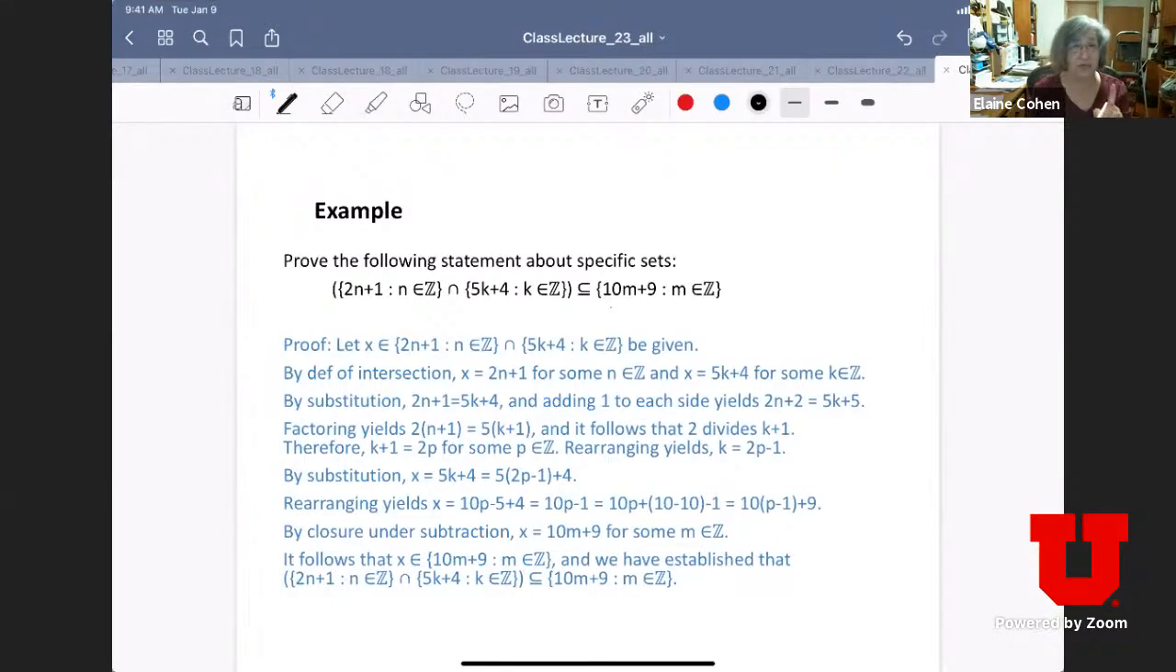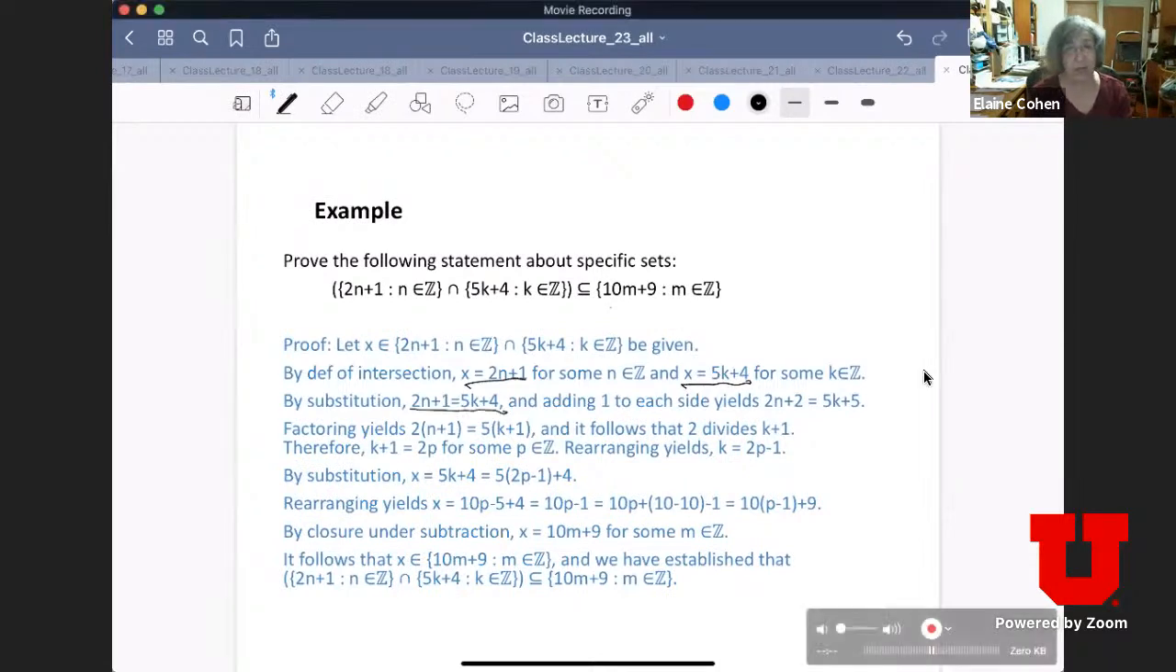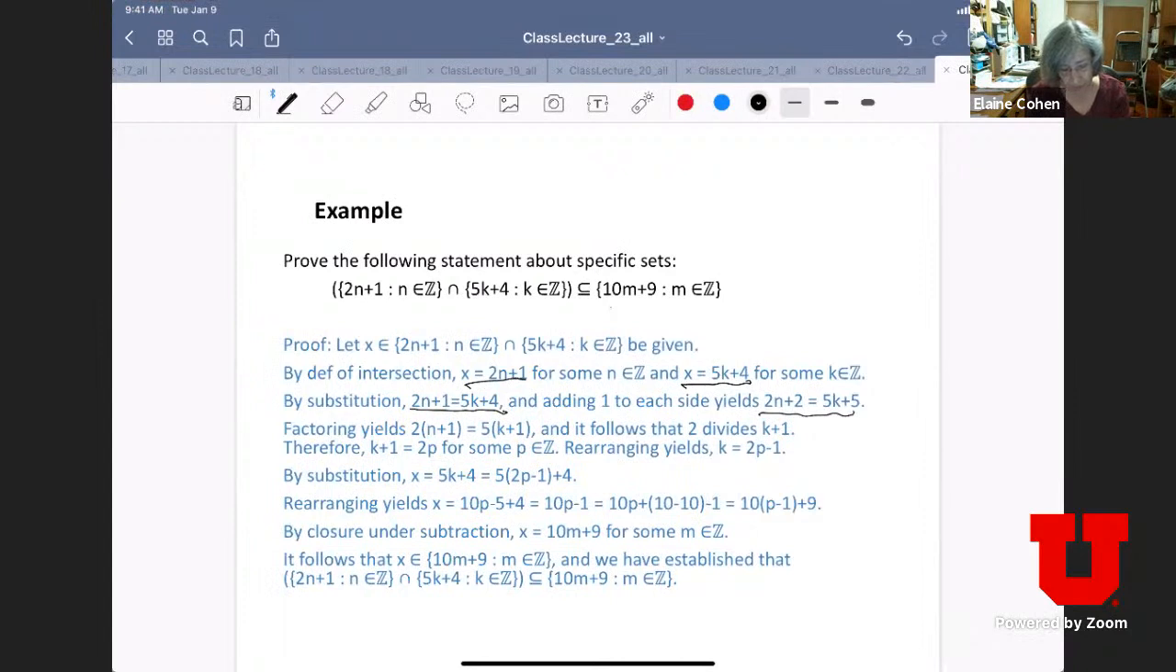We prove that using an element-wise proof, which we're going to go through again. What does that say? That says, given an x in that intersection, then what do you know about it? Well, you know it's odd for some n, and you know that it's of the form 5k plus 4 for some k. That's the definition of the intersection, it has both properties. So you can substitute them and you have something of that form. You can add 1 to each side and you get that. You factor them.